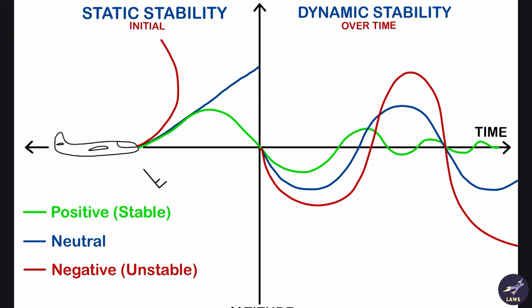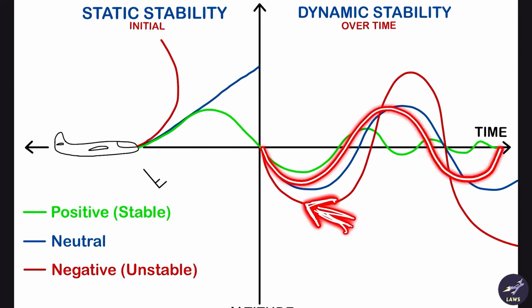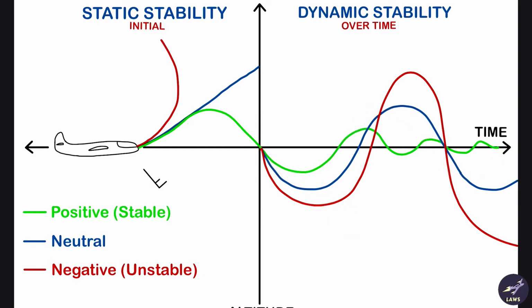So if we see the blue line, the amplitude is not increasing, at the same time it is not reducing, it is constant. So it will maintain the amplitude of displacement which was given from the gust. It will maintain that same amplitude. So we say it is statically stable and dynamically it is neutral.